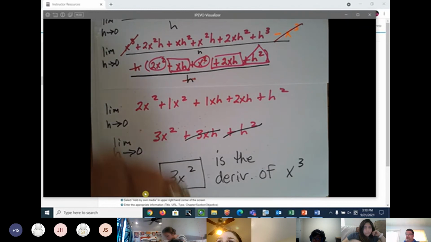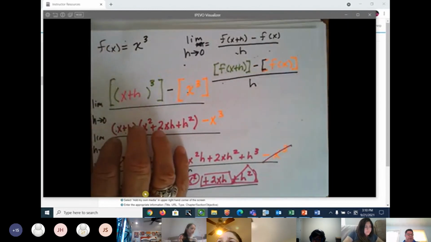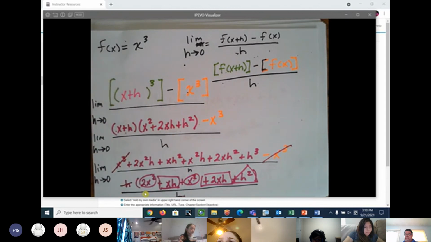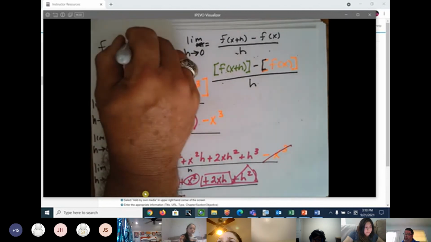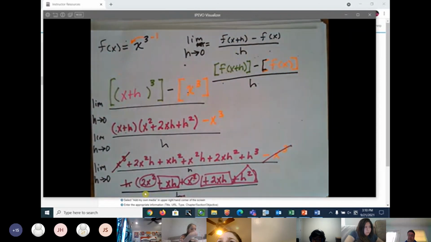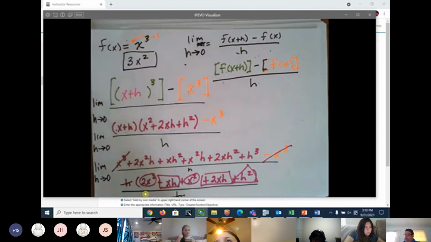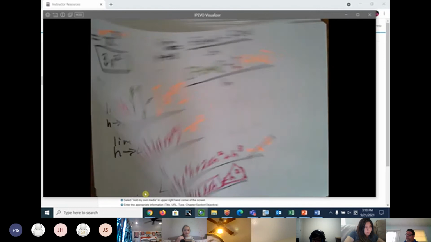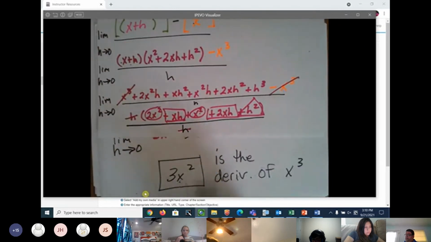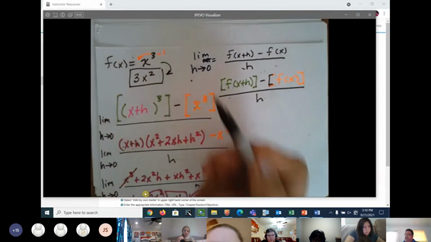Now, eventually, after we get through 1.4, we're going to take this guy and put him out front and we're going to subtract 1, and that's going to leave us with 3x squared, which is the derivative of x cubed. This is calculus. Going from here to here, that's your calculus.